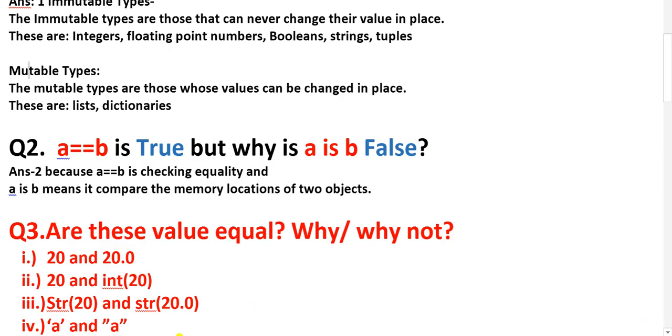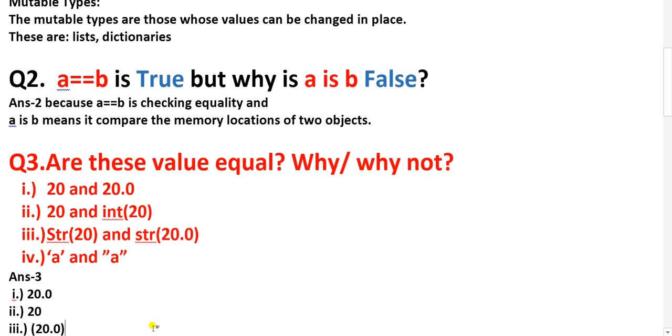Question number 3 is, are these values equal? Why and why not? The first one, 20 and 20.0. It will check, with the and logical operator in between, so it will give you the answer 20.0. Next is 20 and 20, it will give you the answer 20.